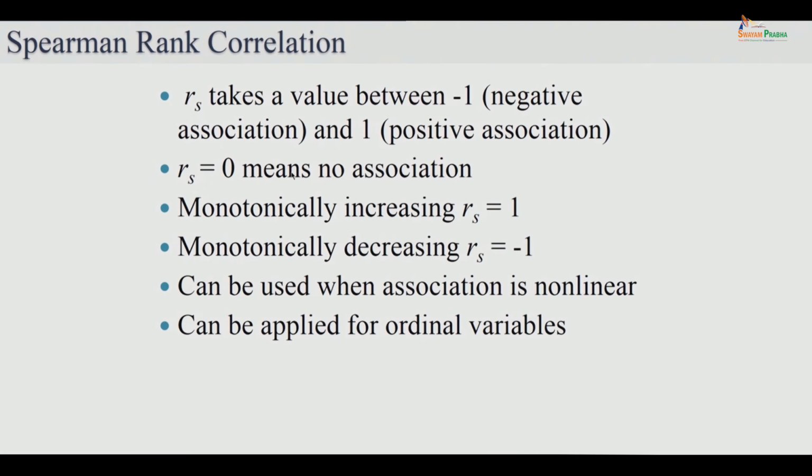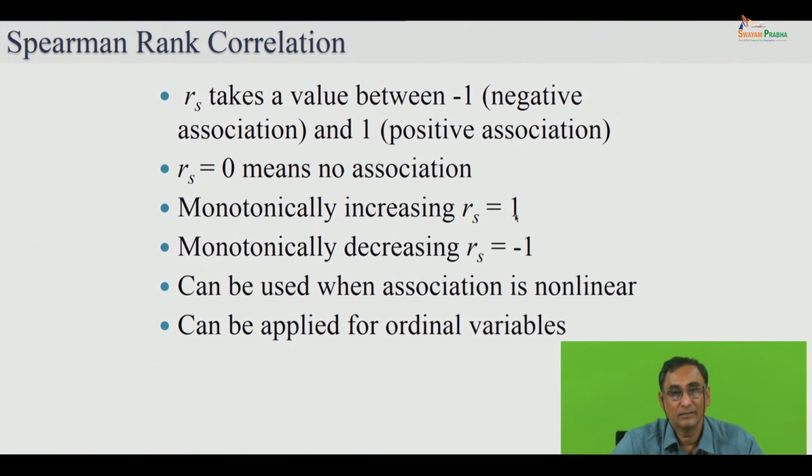Let us look at some of the things. As I said, 0 means no association. When there is a positive association between y and x, then the Spearman's value rs will be +1, like the Pearson's correlation. And similarly, when y decreases with x, then the Spearman's rank correlation is likely to be close to -1 and so on.